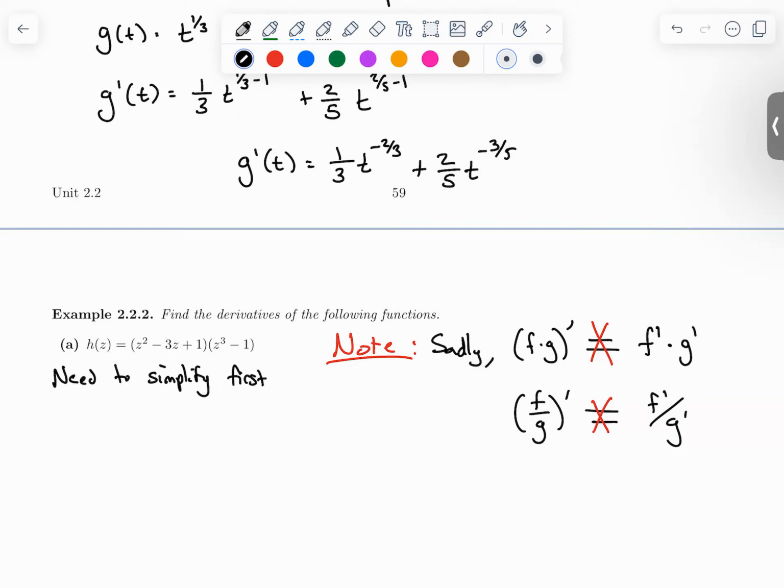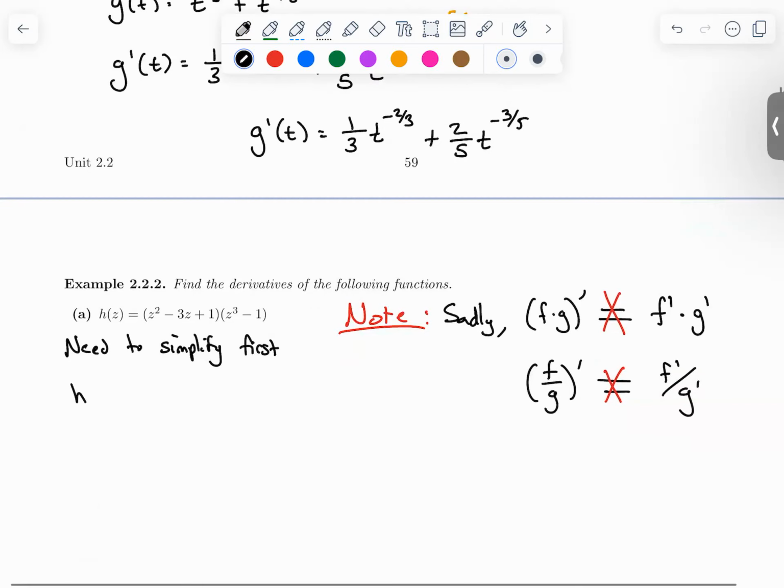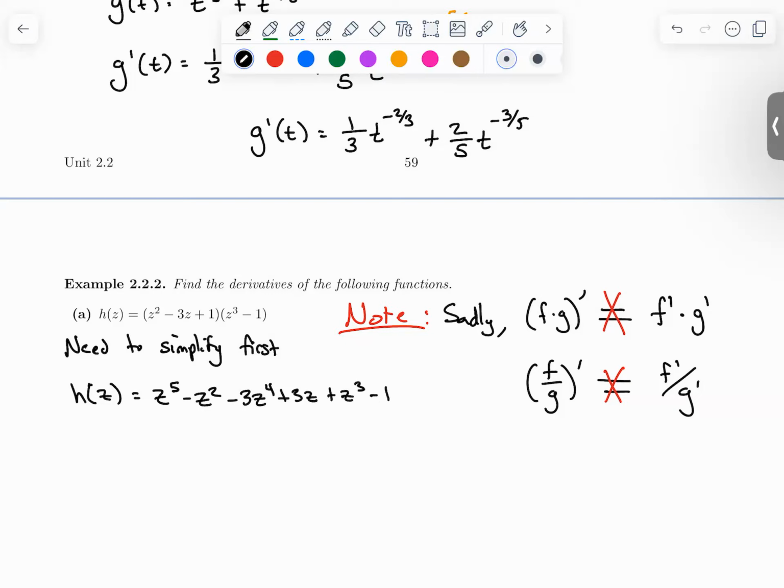Now, granted, once we get 2.3, you will be able to do it without simplifying. But right now, we don't have that tool, so we have to do it otherwise. H of z, when we FOIL it out, got to bust out our distribution rules. So that'll be z to the 5th minus z squared minus 3z to the 4th plus 3z plus z cubed minus 1. And I'm just going to rewrite that in descending order.